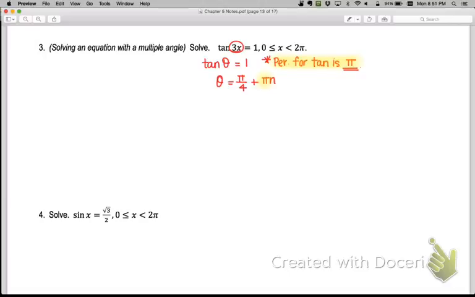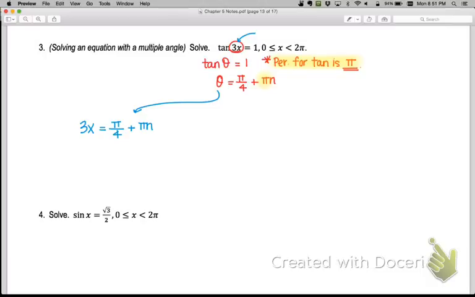But so here's the difference. We weren't really trying to solve for theta. Remember that theta was originally 3x. So what we're doing now, and I'm going to move this over here to leave myself some space, and you'll see why in a second, is we know that 3x is equal to pi fourths plus pi n.